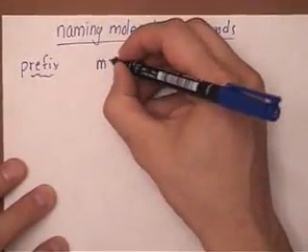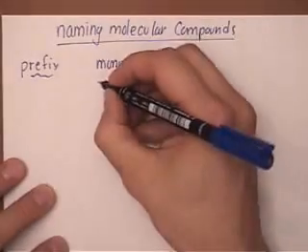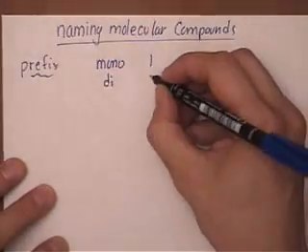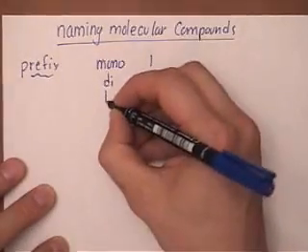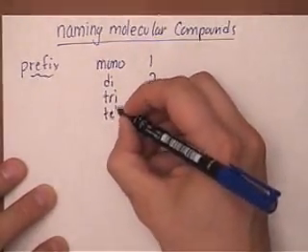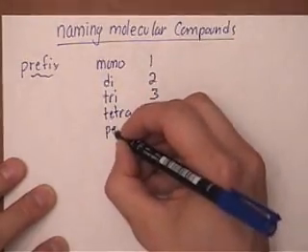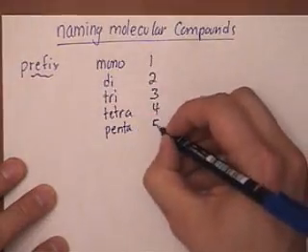So the first one you need to know is mono. Mono refers to one. Di refers to two. Tri refers to three. Tetra is four. And penta is five.